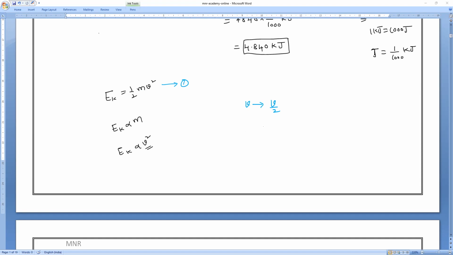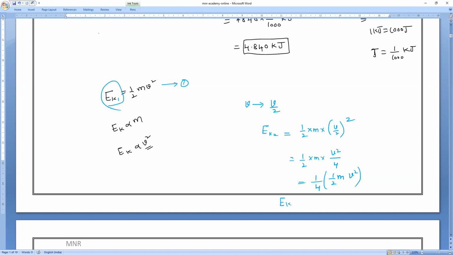Now, what is the new kinetic energy? Let me take this as EK1 and this as EK2, which equals half into M into (V by 2) whole square. So which equals half into M into V square by 2 square, that is 4. So I will bring that 1 by 4 to the front. Remaining, I will write half into M into V square, which is equal to EK1.